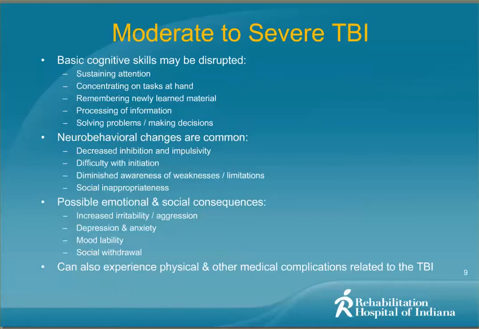You'll see things like decreased inhibition and increased impulsivity. Difficulty with initiating tasks, maintaining tasks, following through, and diminished awareness of what their weaknesses are or that they're having difficulties, and then some social inappropriateness can happen. Possible emotional and social consequences might include increased irritability and aggression, depression, anxiety, mood lability, social withdrawal. And then, of course, in other domains, physical, as well as any other medical complications that could be related to the TBI. You can get hormonal changes, metabolic changes. So the list is very extensive, and this is just a very brief overview.